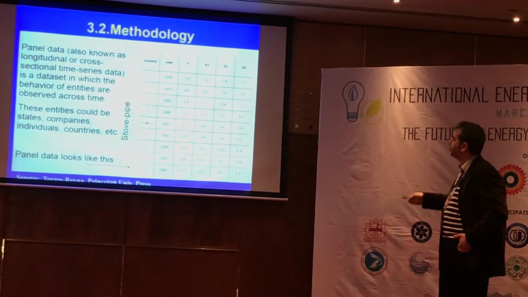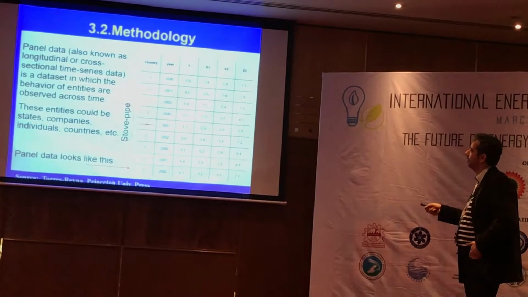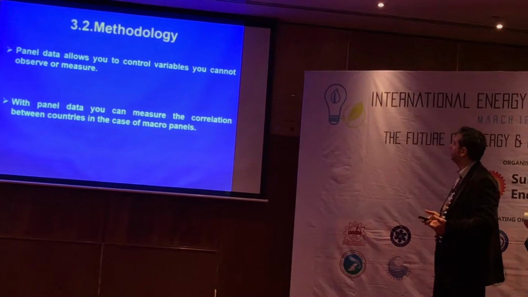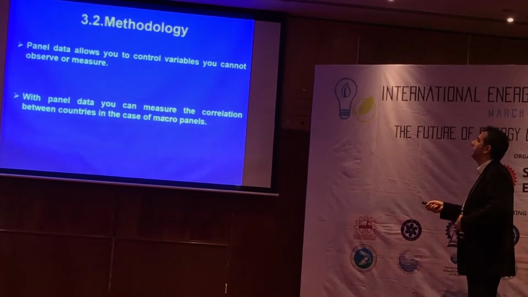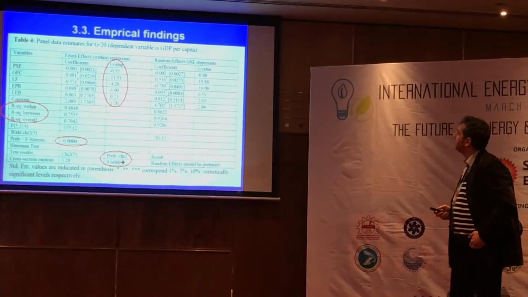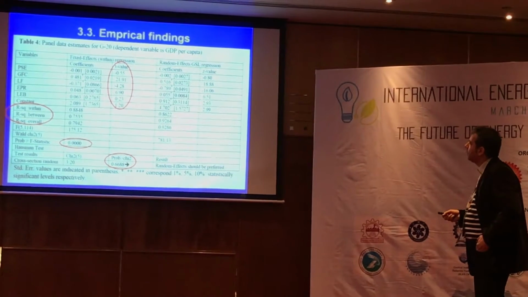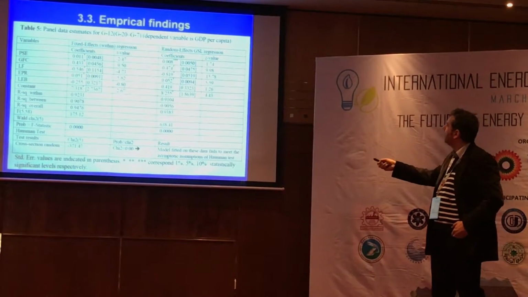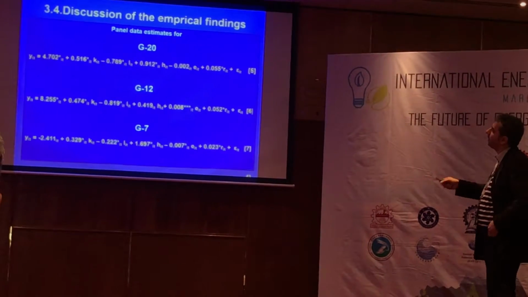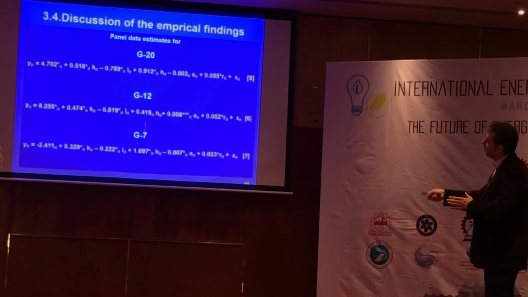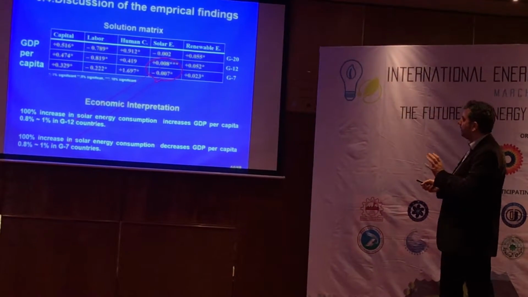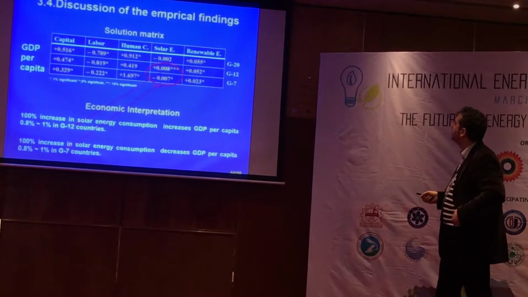I'm skipping the methodology in here. This is the panel data technique. What is done in panel data is a very specific subject, therefore I'm skipping it. It's used for macro panels and the Hausman test. And here are the test results we found for G20, G12, G7. If I summarize our findings in one equation for different sizes of countries, we obtain these equations, and we summarized these equations in one solution matrix.